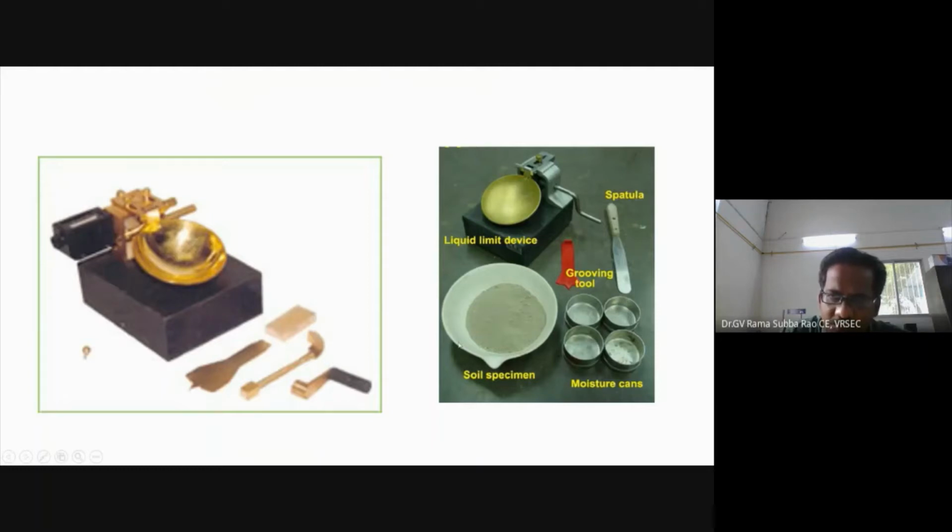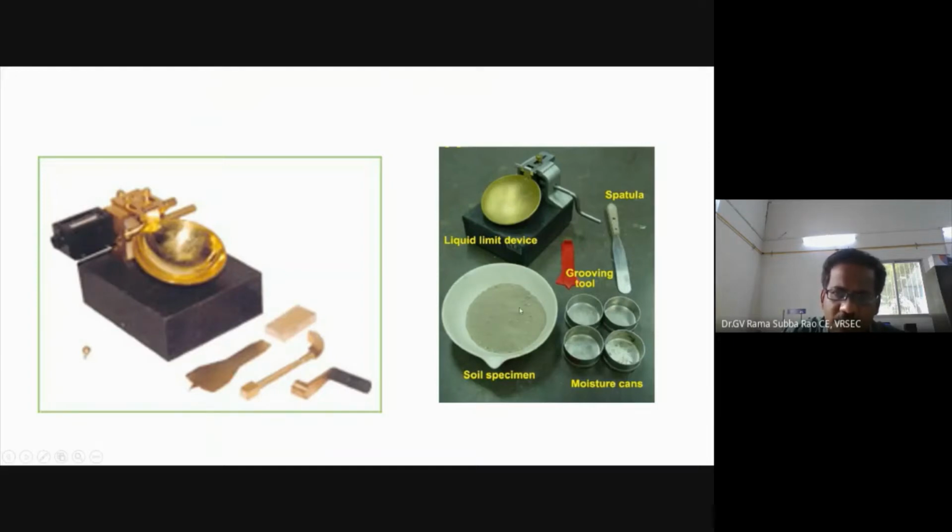Now you see this is a soil specimen. You keep on adding water. How you prepare the soil is also very important. This is air-dried soil passed through a 425 micron sieve. It is processed soil, already air-dried, pulverized thoroughly and passed through a 425 micron sieve. One can see the soil sample in the evaporating dish.